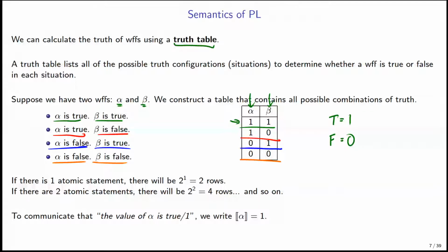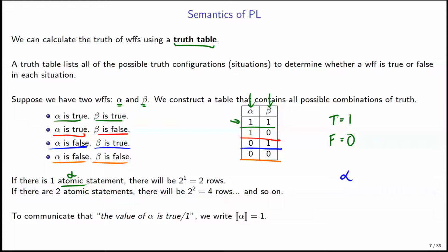So this gives us all different possible combinations of truth. A world where alpha and beta are both true, a world where alpha and beta are both false, and a world where only one of alpha and beta is true and the other is false. Depending on how many different atomic statements or atomic propositions we have, remember these are just single things on their own like alpha, beta, p, q, you have different amounts of rows.